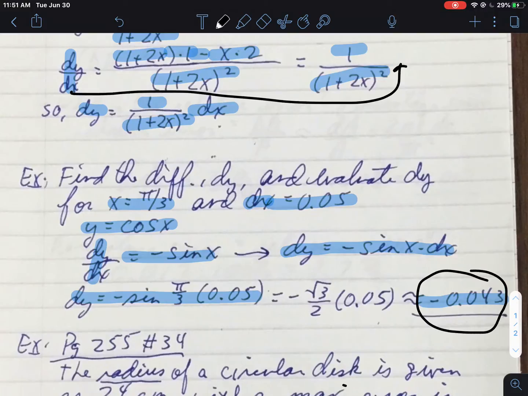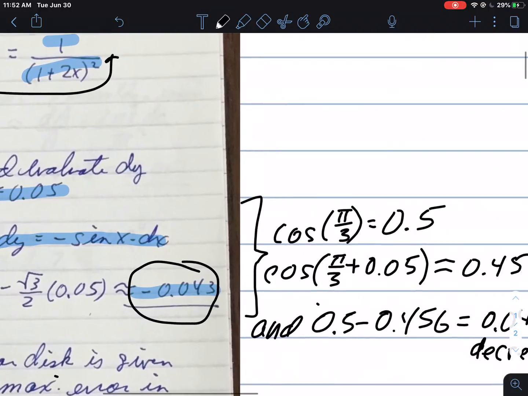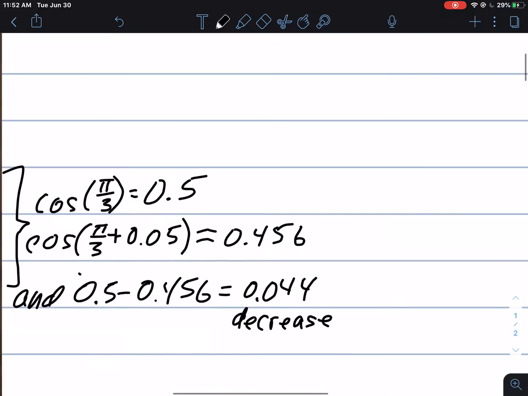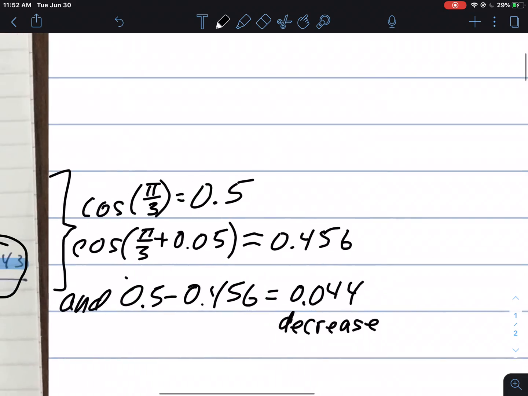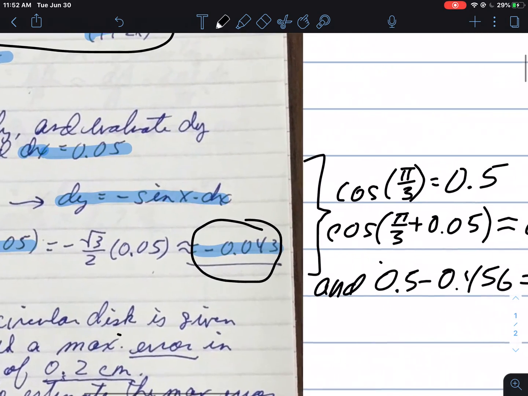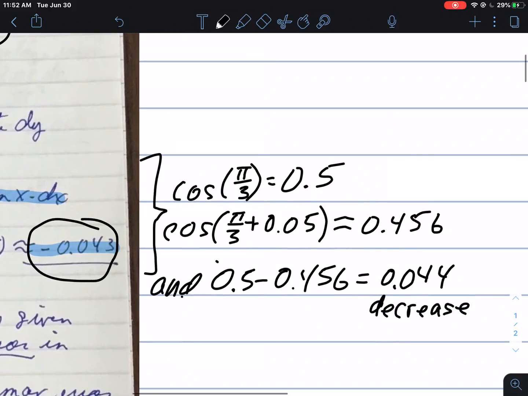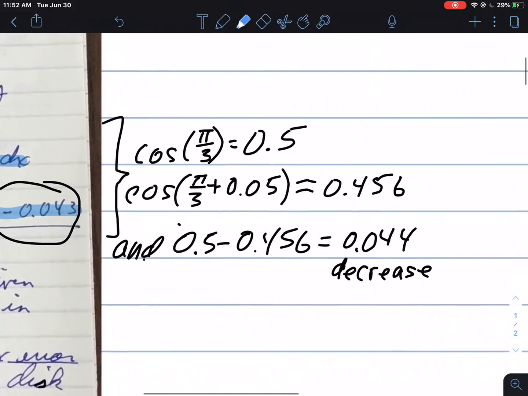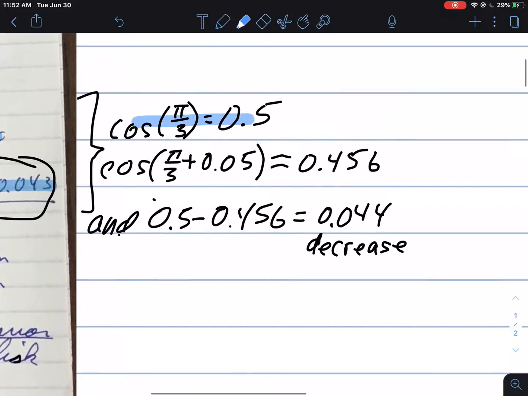All right? Now I can calculate the actual change, which is delta y. This is giving me an approximation to the change, right? So in other words, if I start at the point where x equals pi over 3, calculate my function value. Right? So I just want to show you how this works. So if I start at pi over 3 and I find the value of y equals cosine pi over 3, which we all remember from trig, cosine of pi over 3 is a half. So there's our function value for pi over 3.